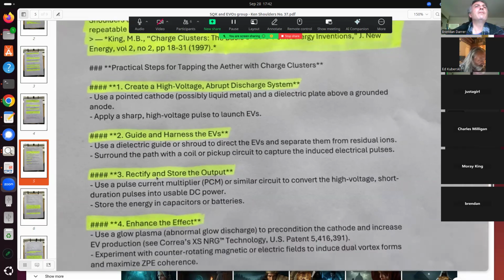3. Rectify and store the output. Use a pulse current multiplier, PCM, or similar circuit to convert the high voltage, short duration pulses into usable DC power. Store the energy in capacitors or batteries.